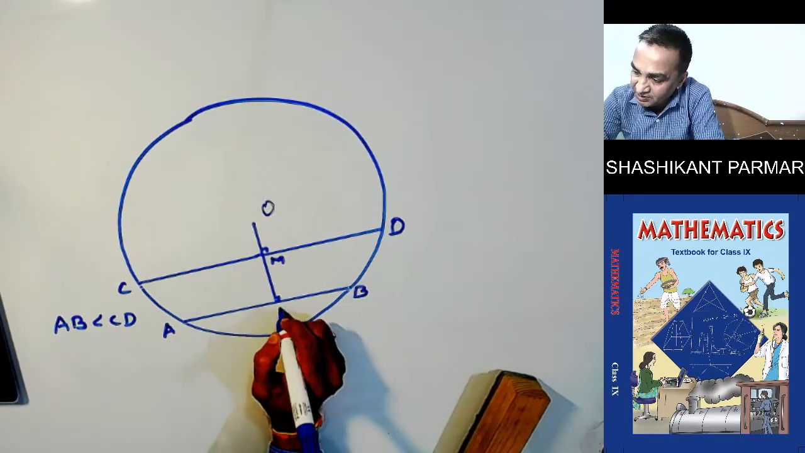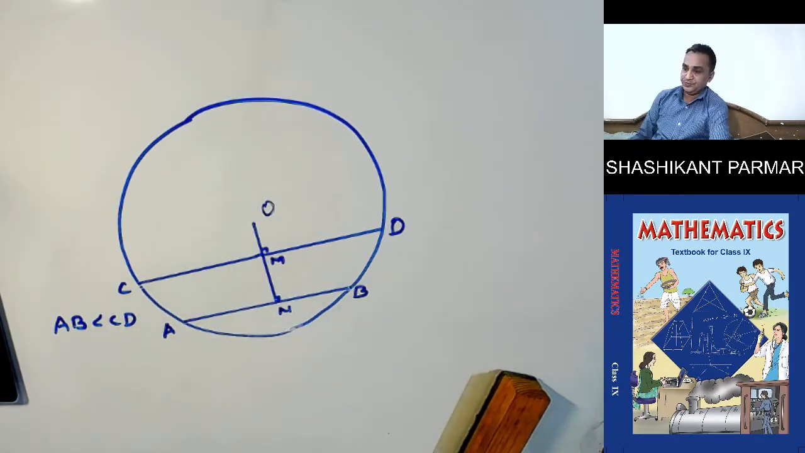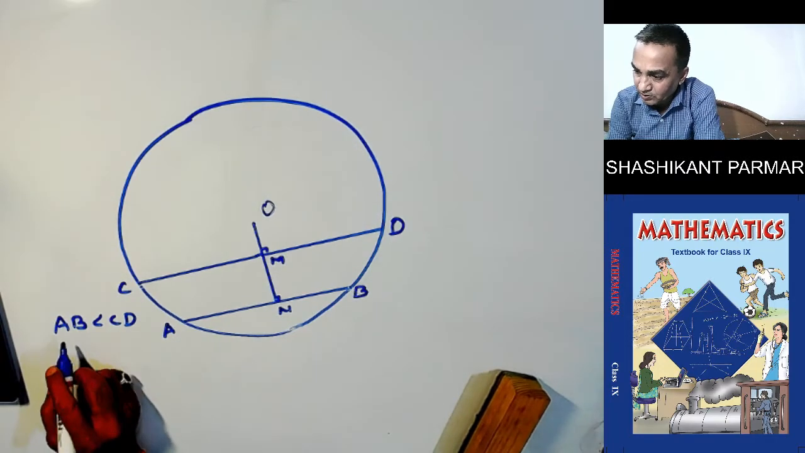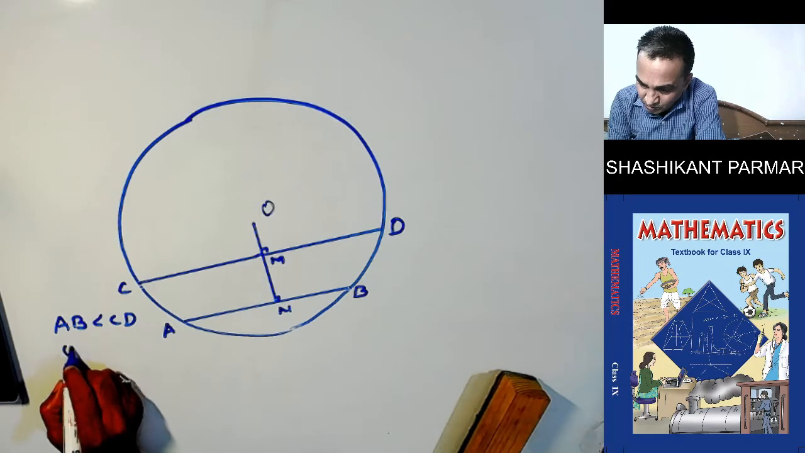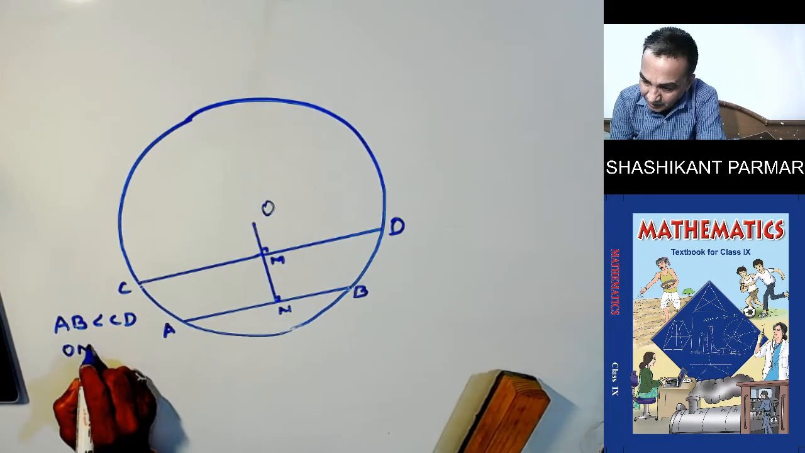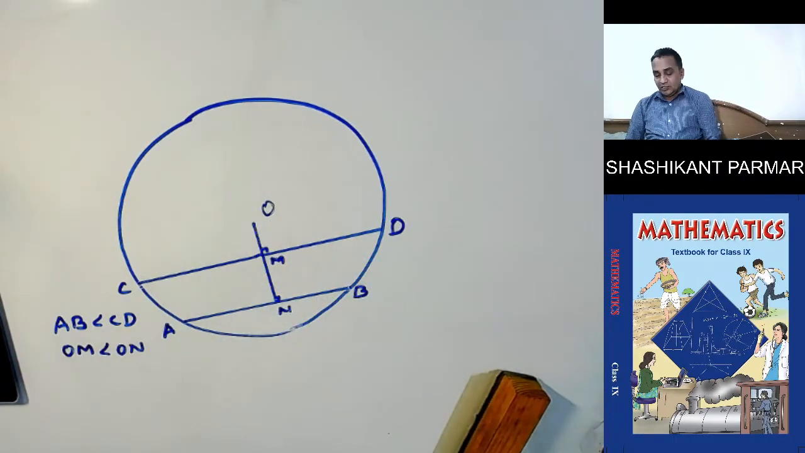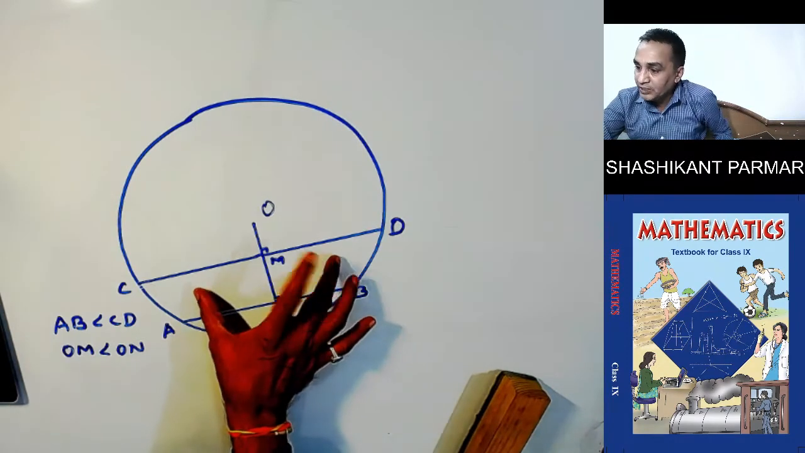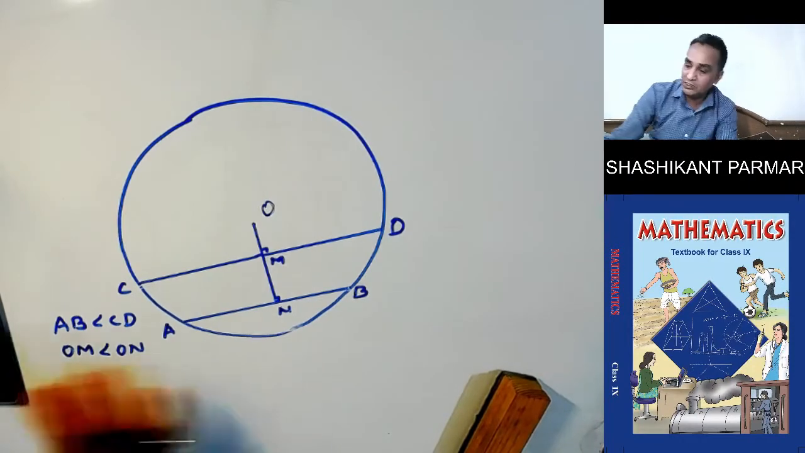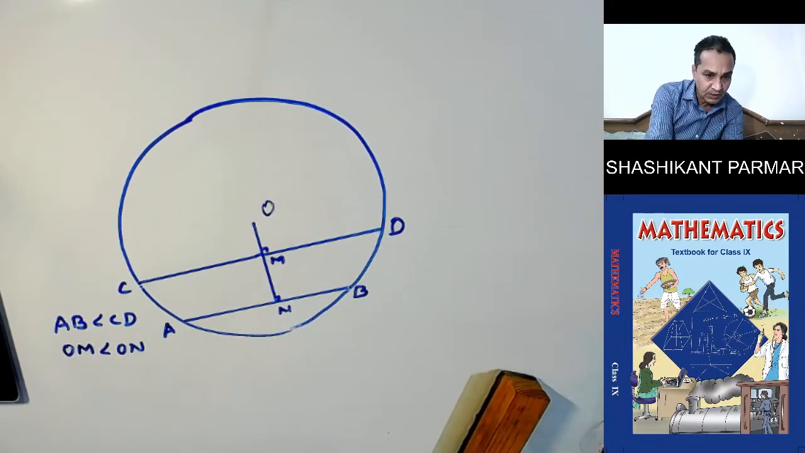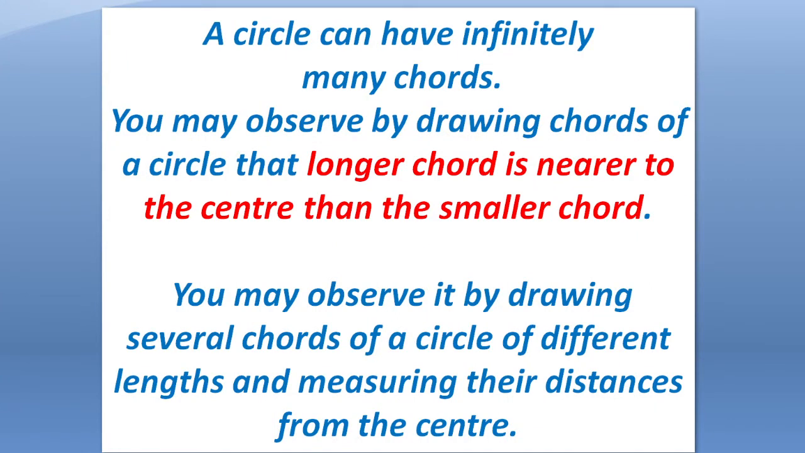So if here is M, here is N, therefore OM is less than ON. It is clear. And therefore we can say that the longer chord is nearer to the center than the smaller chord. You may observe it by drawing several chords of a circle of different lengths and measuring their distance from the center.